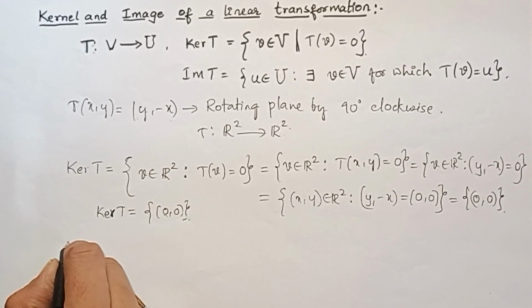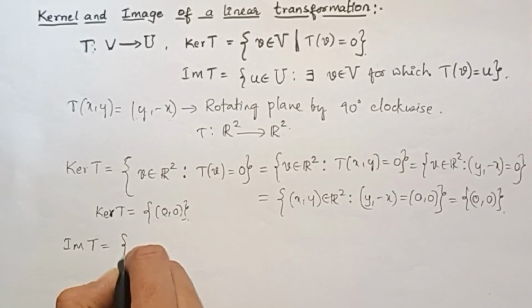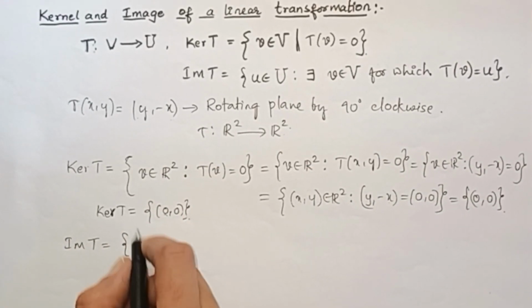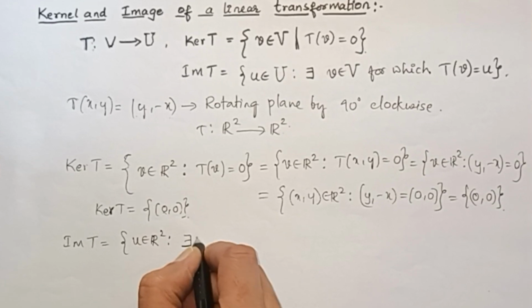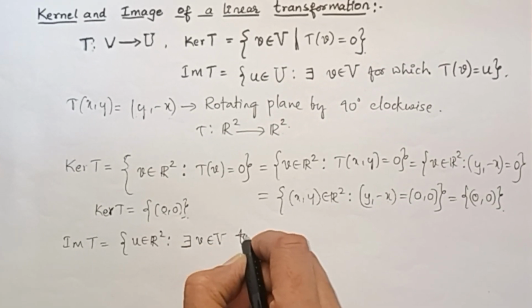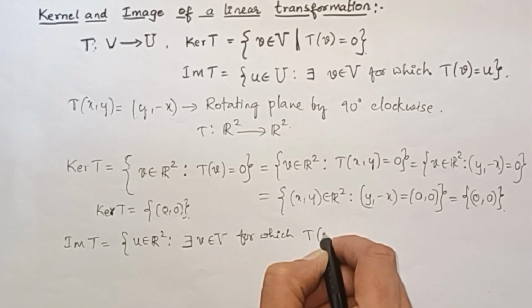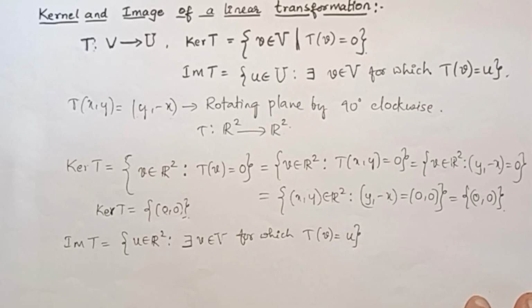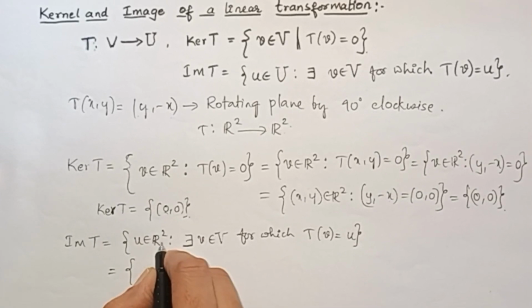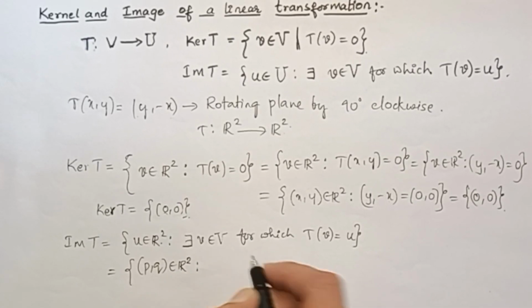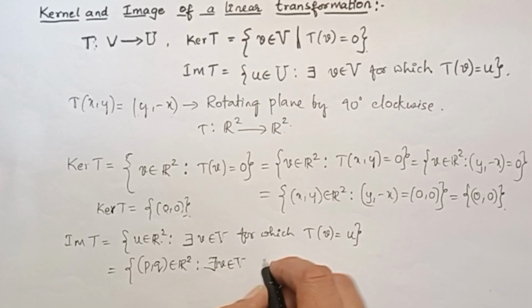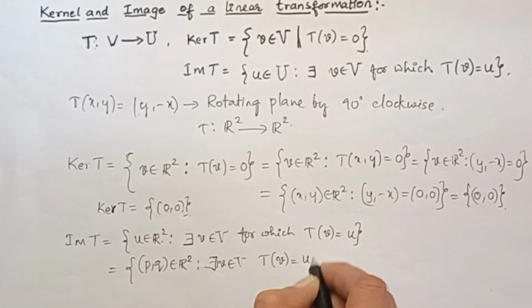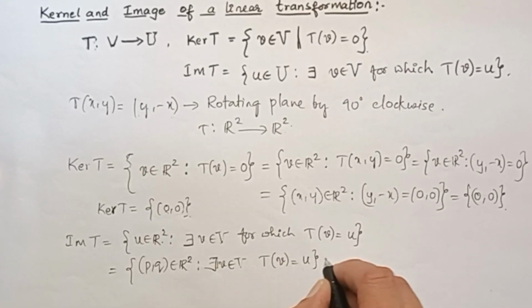Similarly, you have to find out the image of T. Image of T equal to the set of all u belonging to U, that is the second vector space, U belonging to R square, such that there exists v belonging to V for which T of v equal to u. Now you can take u as p comma q belonging to R square. So let us simplify this.